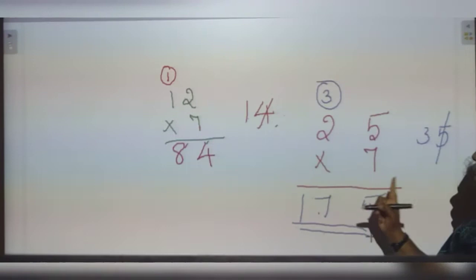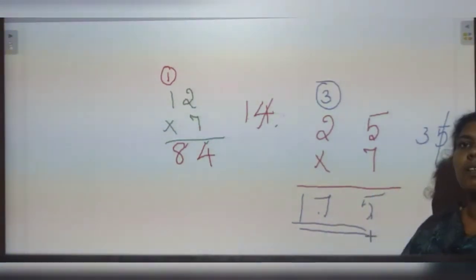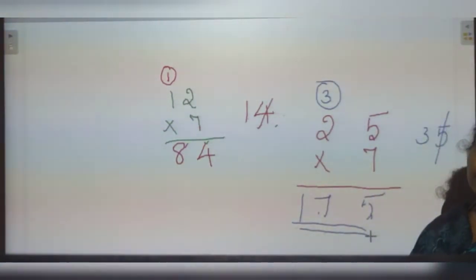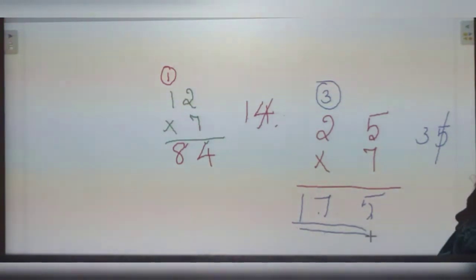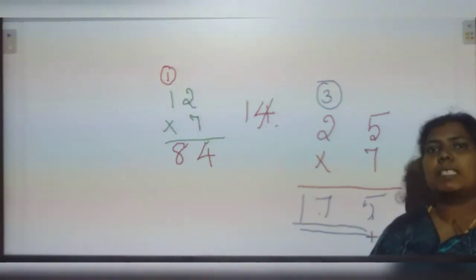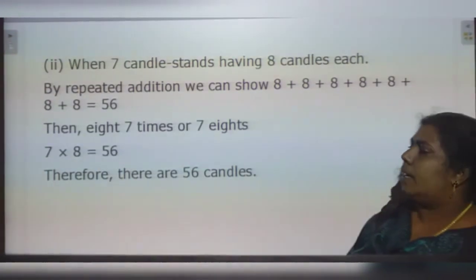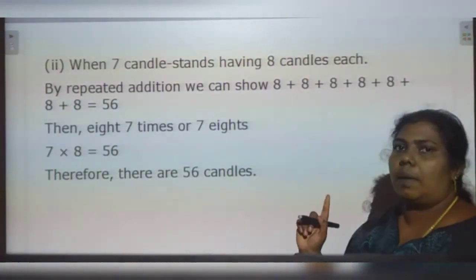25 into 7, the answer is 175. Do you understand now, children? Yes. Next, we are going to discuss the 8th table. Okay. See, here, 8th table, actually this is a mathematical fact.